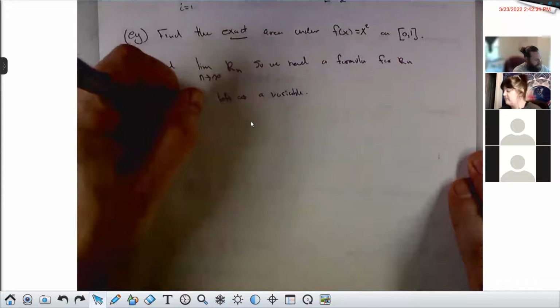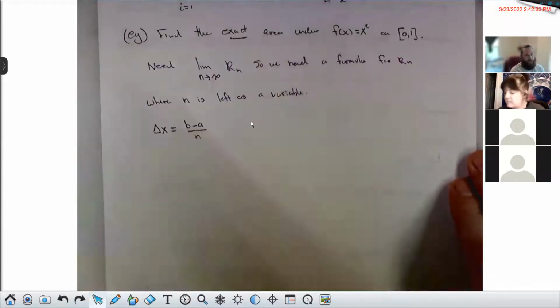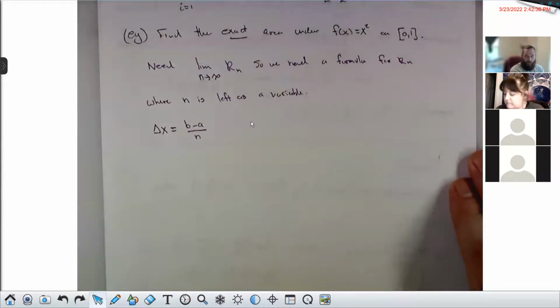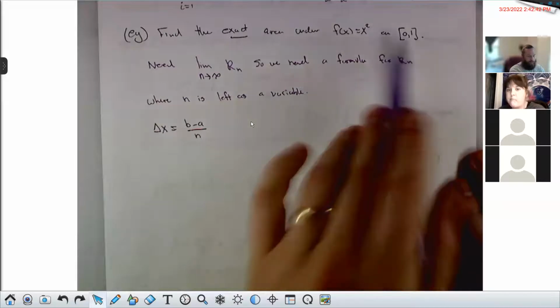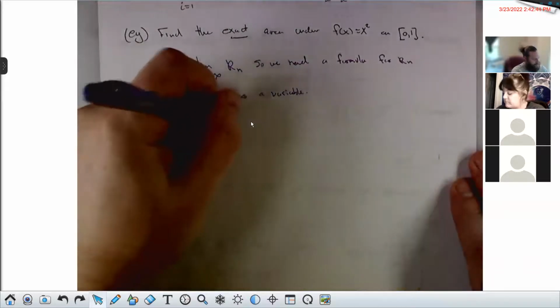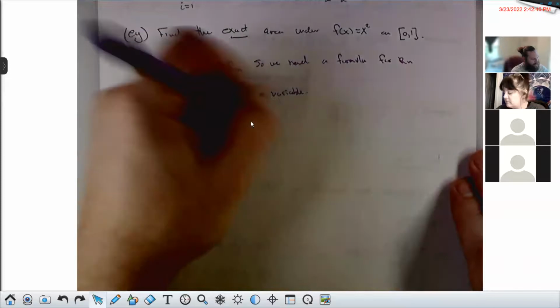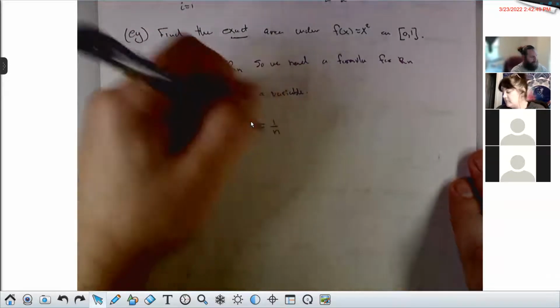Delta x is always the length of the interval divided by n, the number of rectangles. Here, n will be left as a variable. A and b, though, those are concrete numbers. They are 0 and 1. So this is 1 minus 0 over n, which is 1 over n.